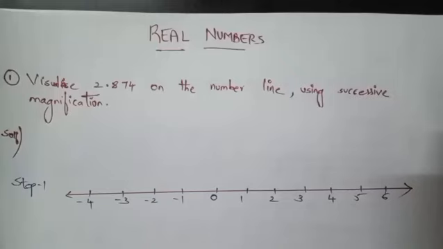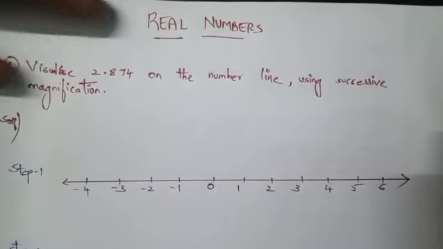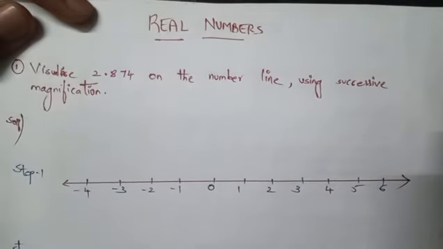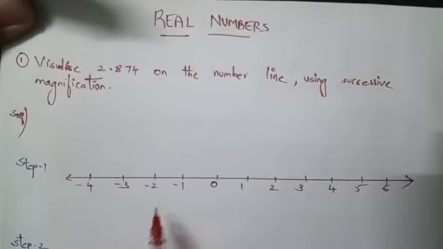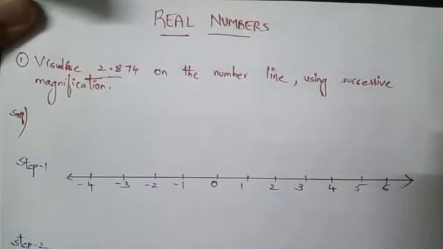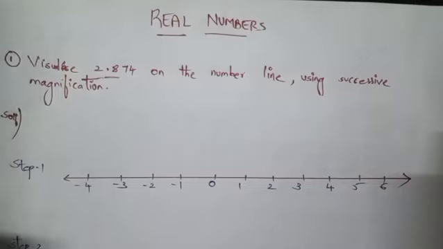Good evening, students. Today we are going to find 2.874 on the number line using successive magnification. This is the method from which you can find the number on the number line. This is a very important question. Let's start. We have to find 2.874 on the number line.